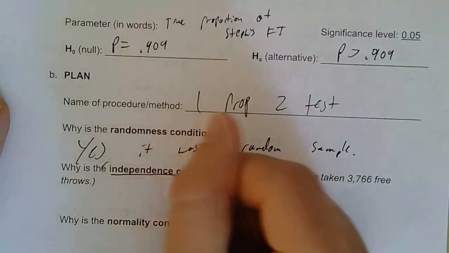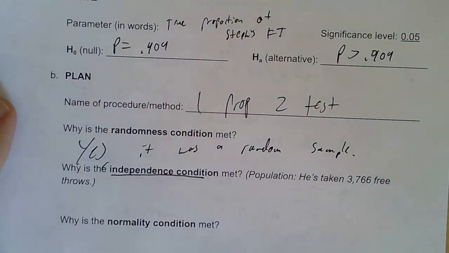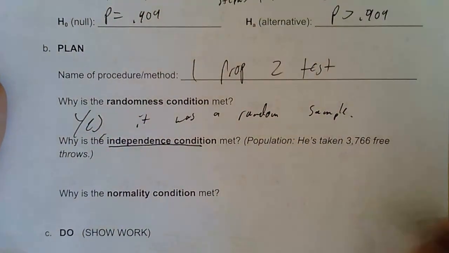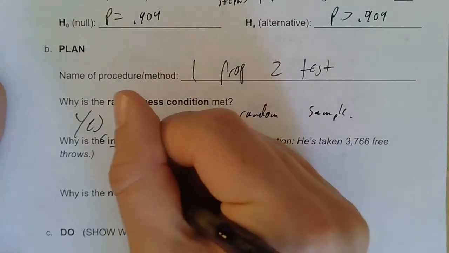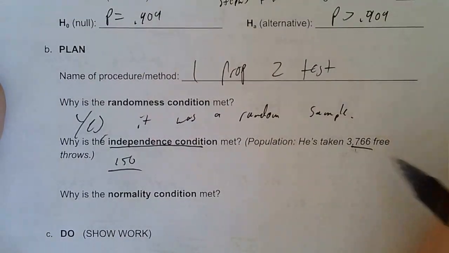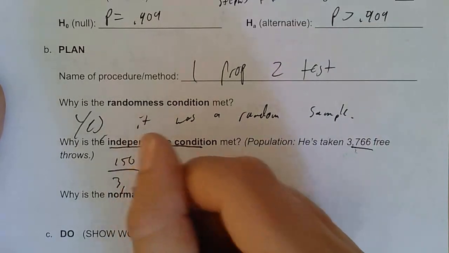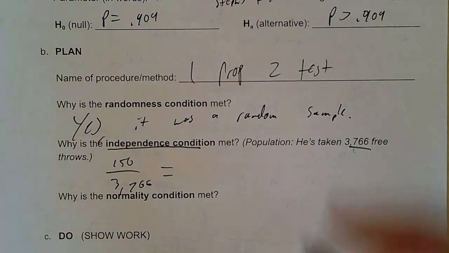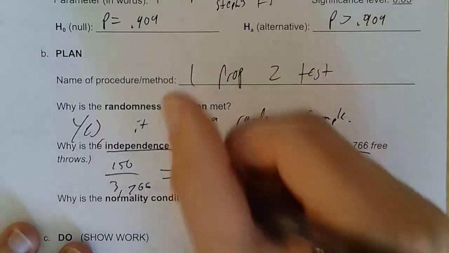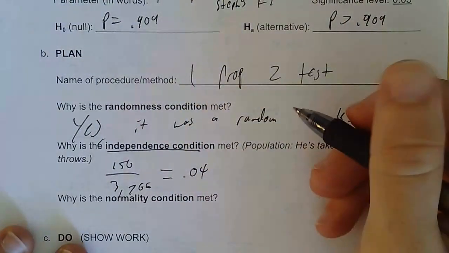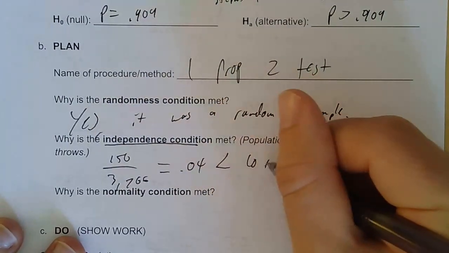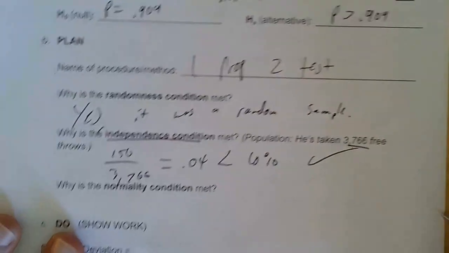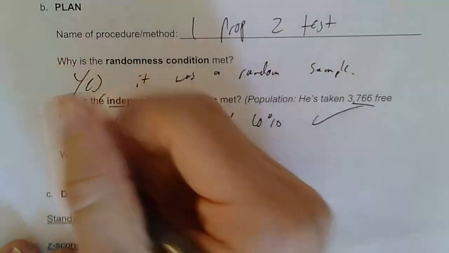Is the independence condition met? This is the same as the prior question, so it's 150 divided by the total free throws he's ever taken: 150 divided by 3766. I got 0.03, 0.04 basically, 0.044%, which is less than 10%. So we're good.